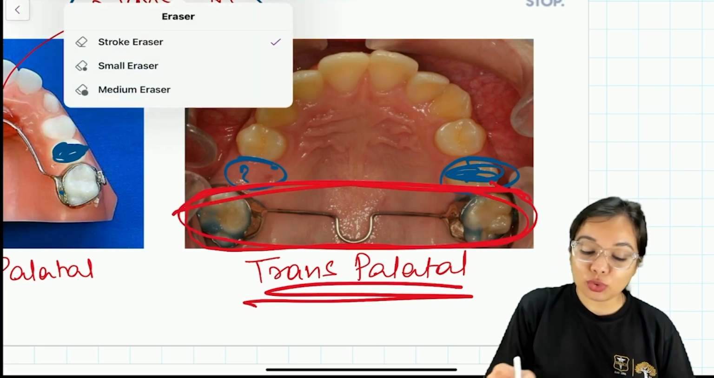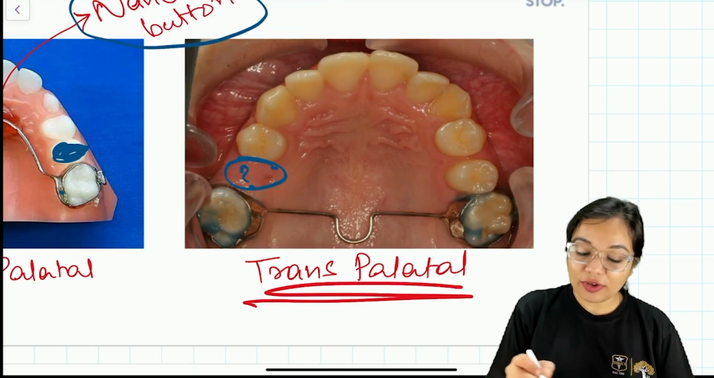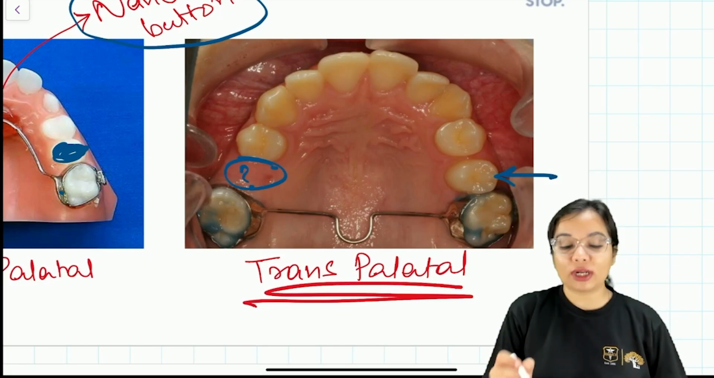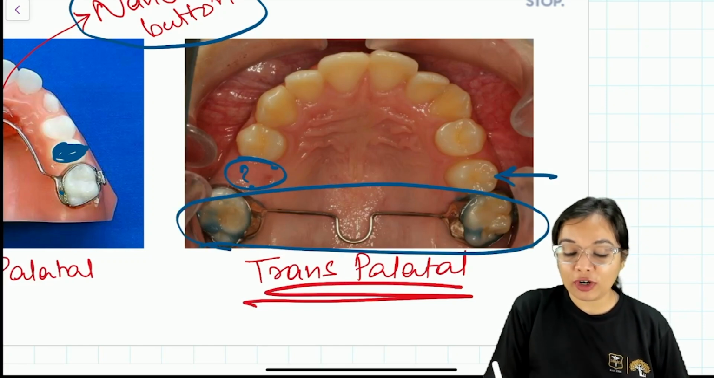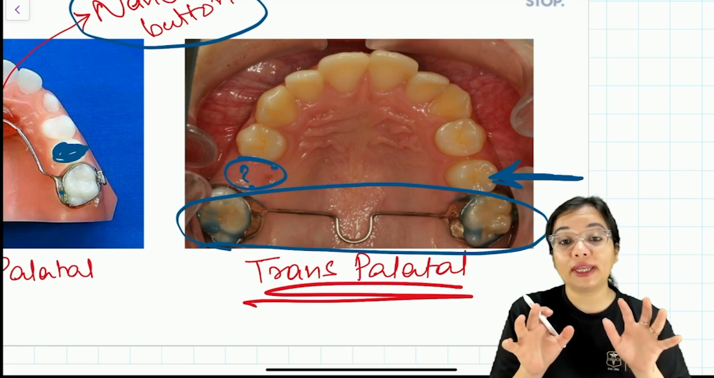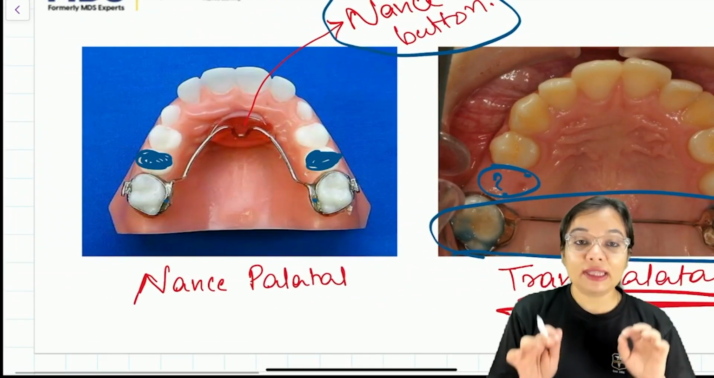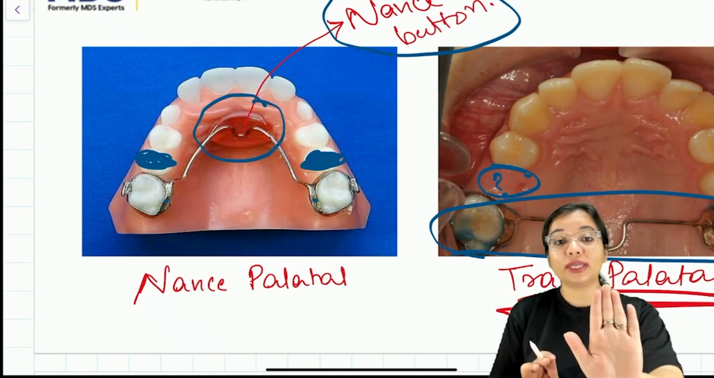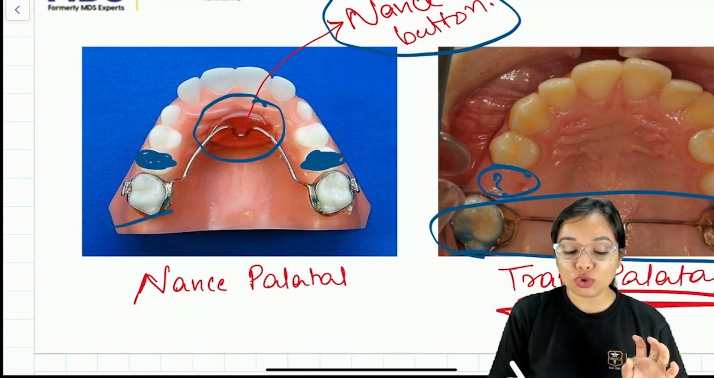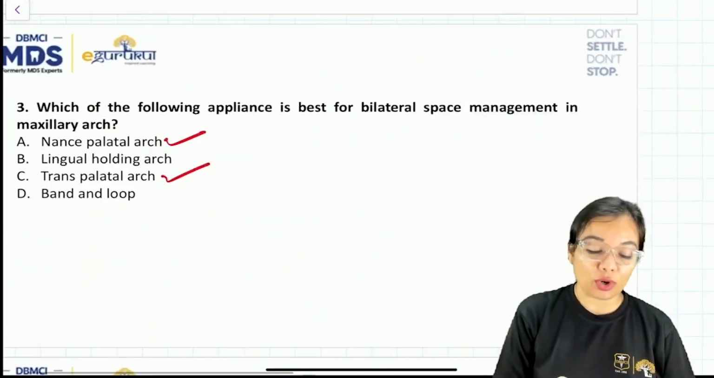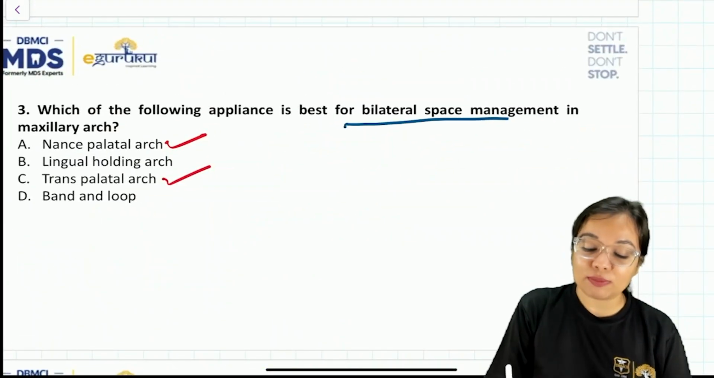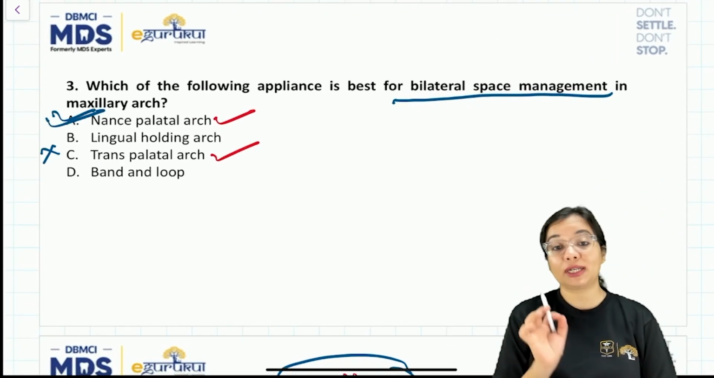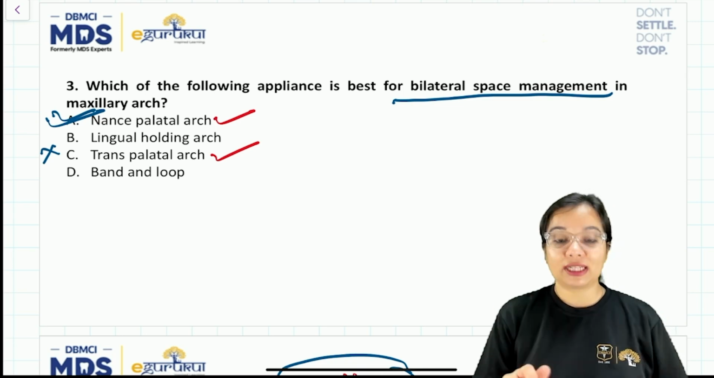So when there is one tooth missing, whereas one tooth is present, then what will happen? This segment cannot move forward because this particular tooth is not letting it move forward, right? Whereas in this case, even if both the teeth here are missing, this Nance button will keep holding the appliance and will not let these two molars move forward. So whenever we are talking about bilateral space management, we always go for a Nance palatal arch and not a transpalatal arch. So the option here is A, Nance palatal arch.